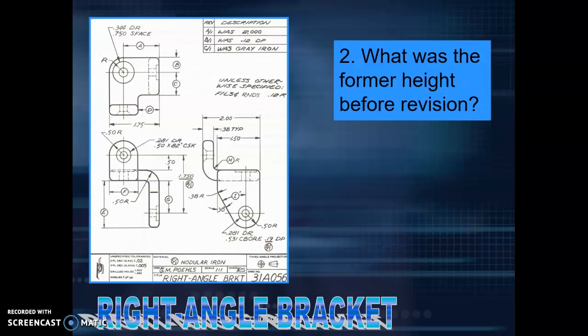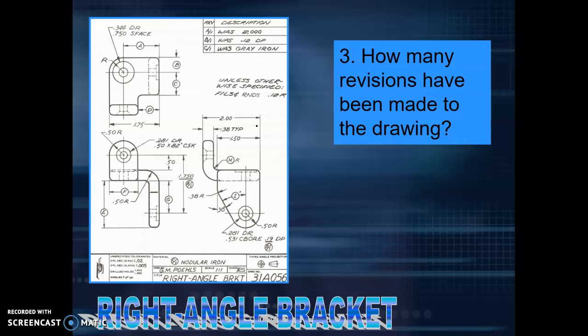What was the former height before revision? So this dimension here that we just used in the previous calculation was revised. If we look at revision A1, we can see that it used to be 2, which is 1/4 of an inch more. So it used to be 2 plus 0.5 plus 0.5. So it used to be 3.